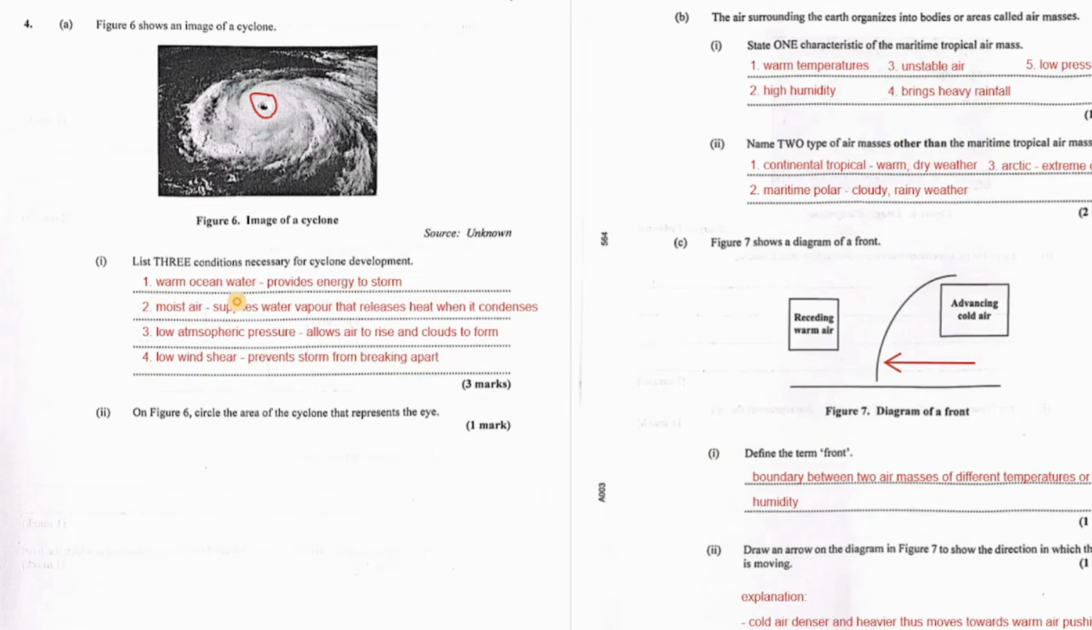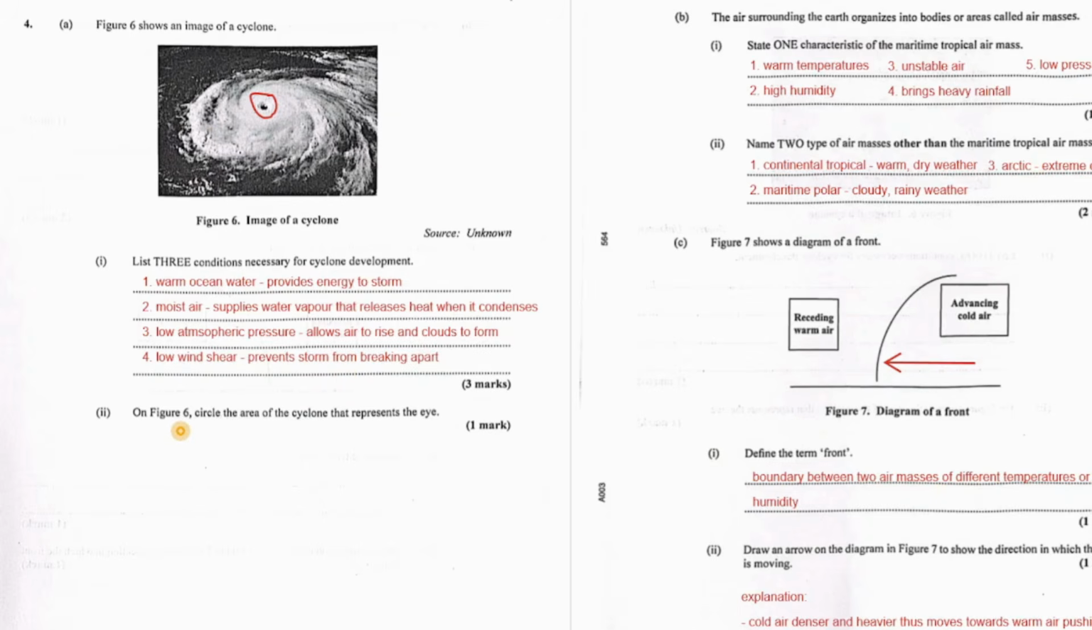1, warm ocean water, because this is what provides the energy for the storm. 2, moist air, as it supplies water vapor that releases heat when it condenses. 3, low atmospheric pressure, to allow the air to rise and to form the clouds, as you are seeing here. And 4, low wind shear, which prevents the storm from breaking apart.